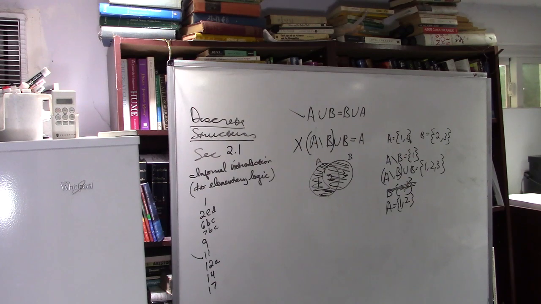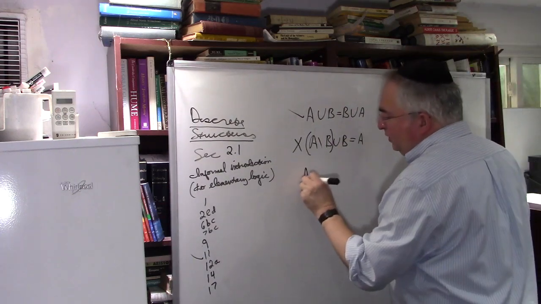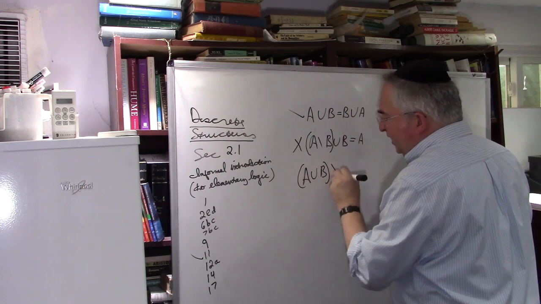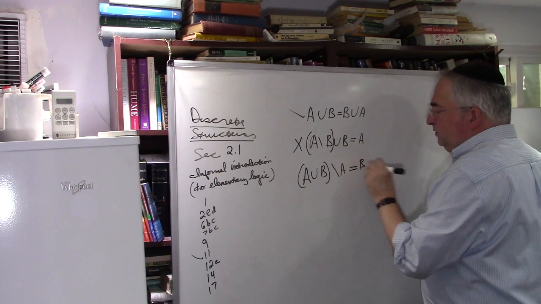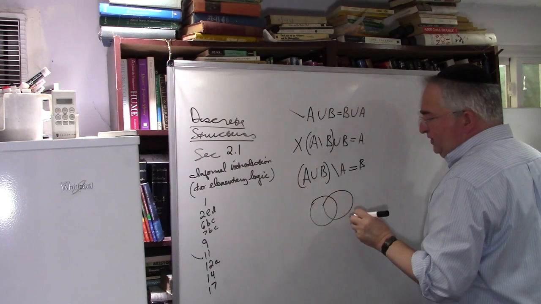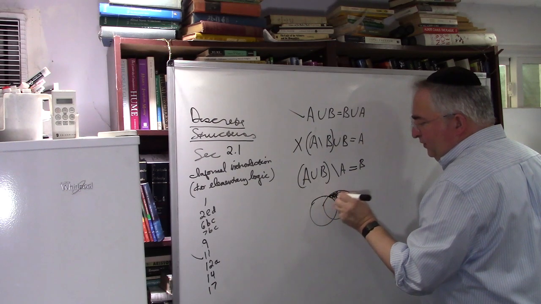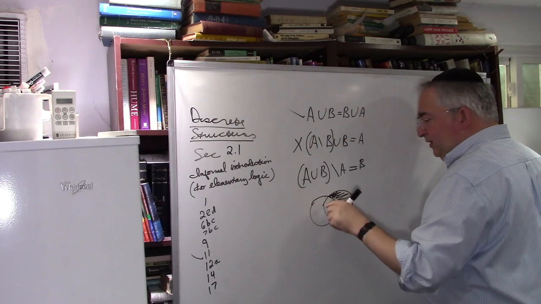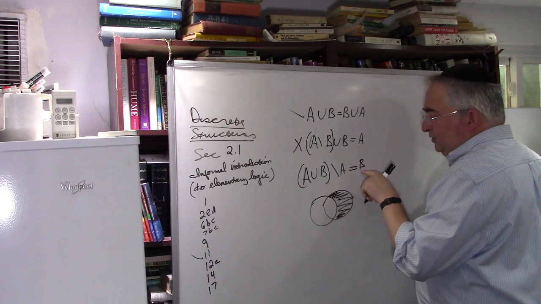Great. A union B slash A. Question, is that equal to B? Let's just make a picture. A union B, that's everything. Take away A. So I took away A. So this question, is that equal to B?